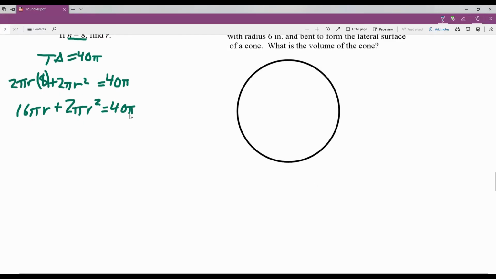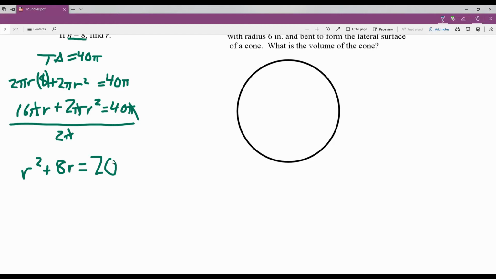And let's simplify this a little bit. All of these things can be divided by 2, so I can divide all this by 2, and I can also divide it all by pi. So I'm going to divide the whole thing by 2 pi. All the pi's are going to cancel out, and then each of these are going to be divided by 2. So I'm going to also rearrange them. So I'm going to have r squared, because 2 divided by 2 is 1, plus 16 divided by 2 is going to be 8, so 8r is equal to 40 divided by 2, which is going to be 20.